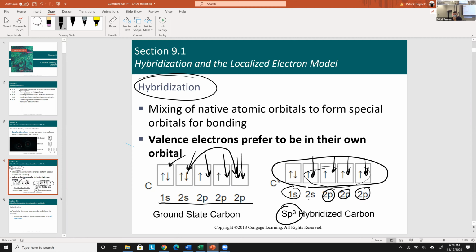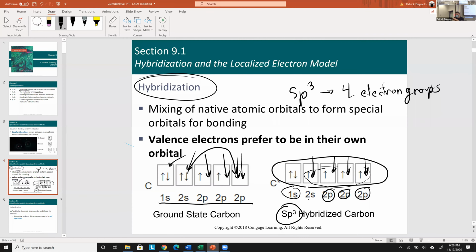Now, in shorthand, and write this down, if you have something that's sp3 hybridized, that means it has 4 electron groups. That's it. That's the shorthand. Like, if you need to know on a test, quick, what is the hybridization of the carbon in methane? sp3. Why? Because it has 4 electron groups.